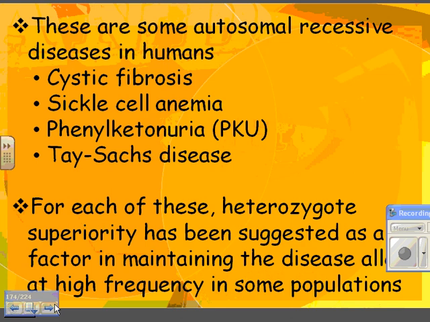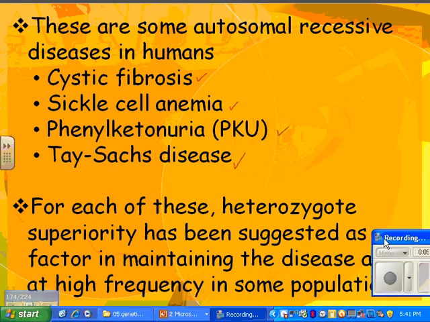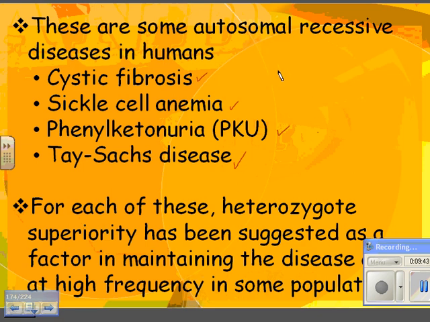So these are some autosomal recessive diseases in humans. Cystic fibrosis is one, sickle cell anemia is another, PKU is another, and Tay-Sachs is another. Sickle cell anemia, I think we've talked about a little bit before. This is a really interesting one because let's take a look at it this way.